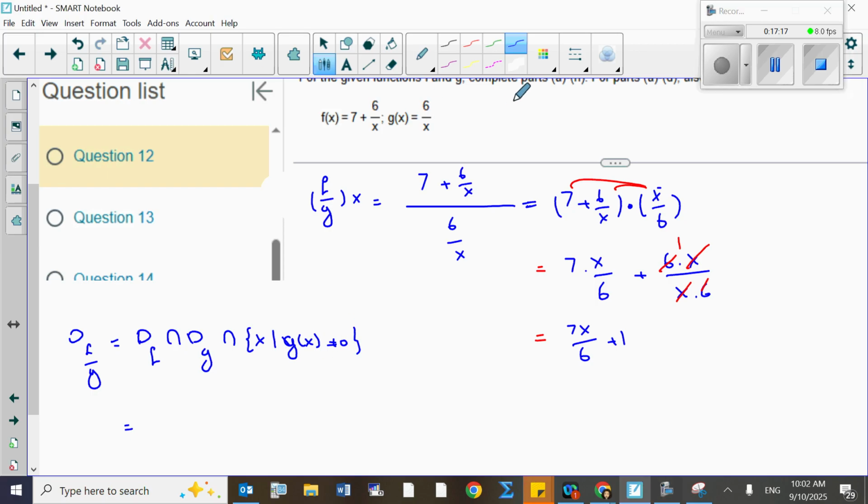So what is g of x? It's 6 over x. Is there any value that makes this 0? There's nothing, because the top of the function is 6. The bottom, there is no x value that makes this equal to 0. So there's no number for this one. So the domain, the intersection of all these sections, will be just x such that x is not equal to 0.